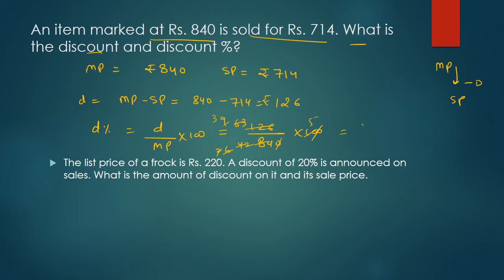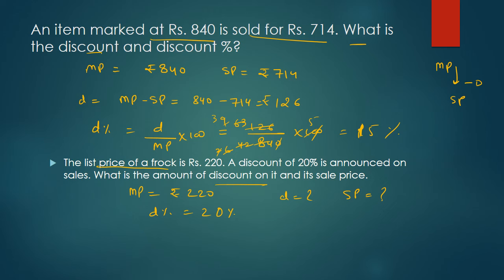So 15% is the discount which is given to the customer. Now the list price of a frock is 220, that means it is clearly the marked price. Discount percent is given to us as 20%. We have to find out the discount and sale price. Always write what needs to be found out and what is given, so it gives more clarity.